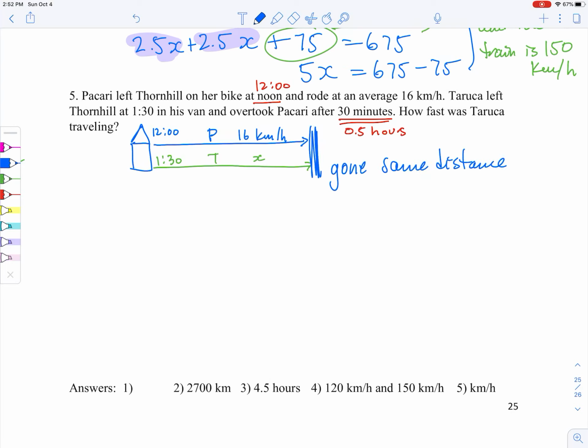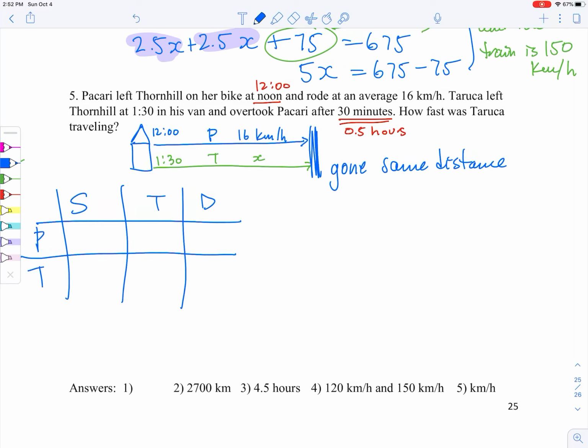So let's fill in what we knew. We've got speed and time and distance, and we're looking at Pakari and Taruka. So Pakari's speed is 16. Taruka, we don't know. His speed is x. Time. We know that Taruka only traveled for 30 minutes. Taruka leaves at 1:30 and catches up to Pakari in 30 minutes. So that means he only traveled for 0.5 hours.